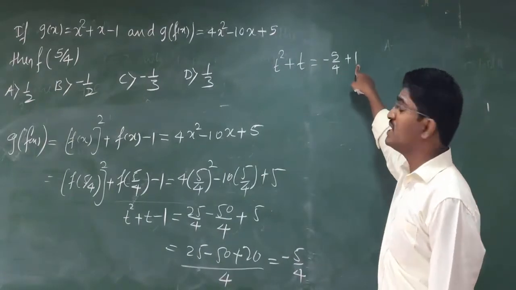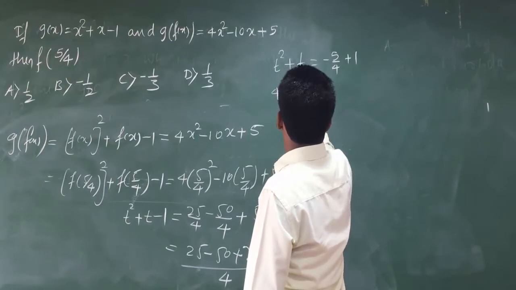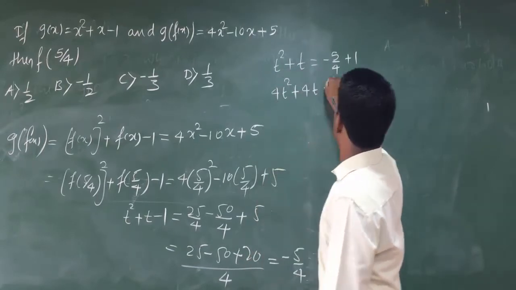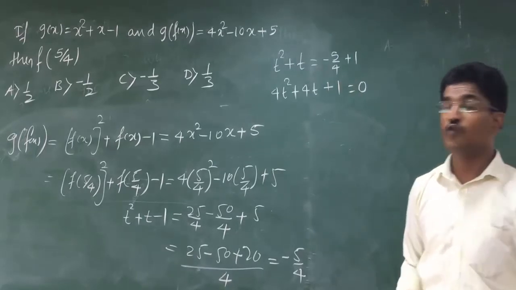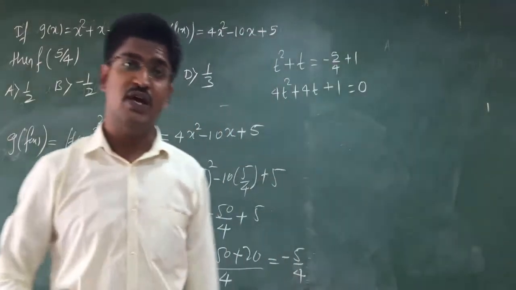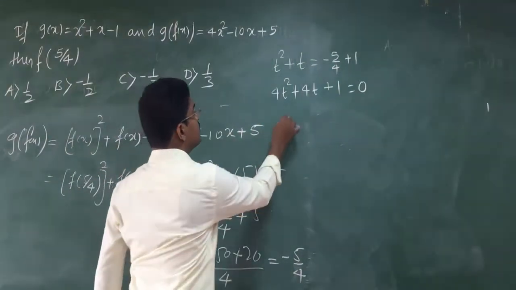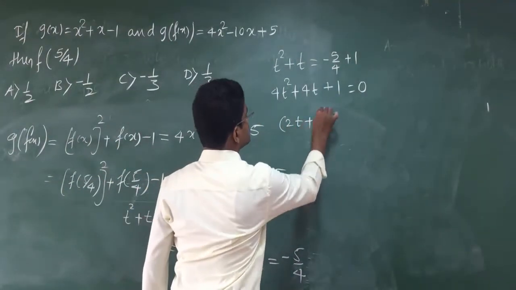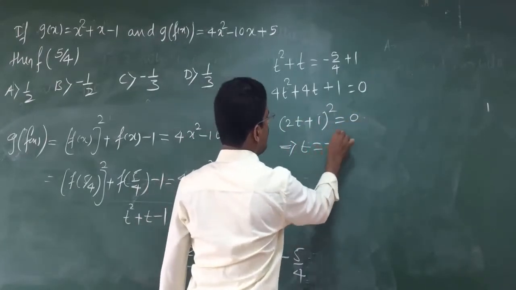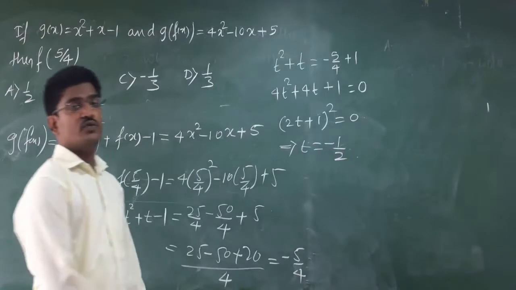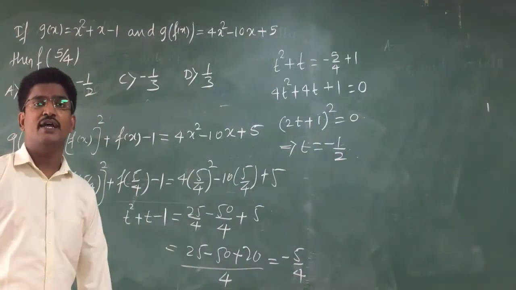If I take LCM and simplify, it will be 4t square plus 4t plus 1 equal to 0. Again, if I write it in algebraic form, it will be 2t plus 1 whole square equal to 0. Therefore, it implies t equal to minus 1 by 2.